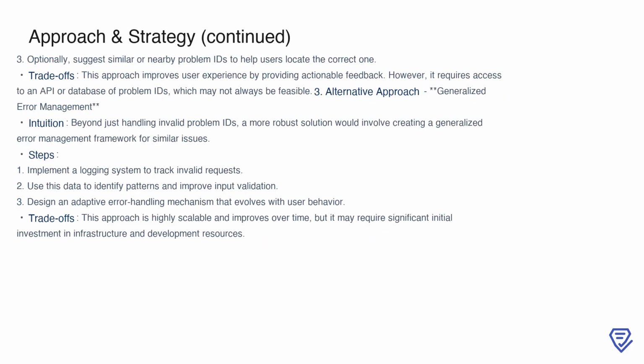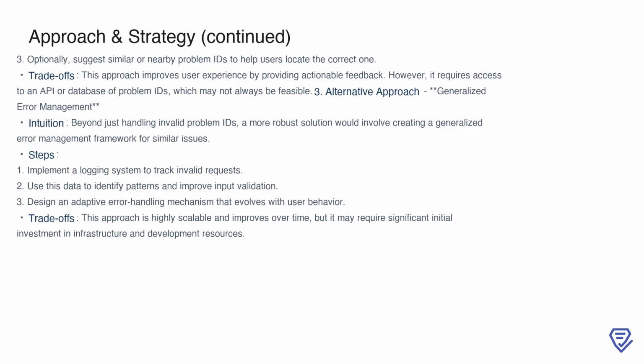Building on the fallback handling approach, we could further enhance the user experience by suggesting similar or nearby problem IDs. This would involve leveraging algorithms or database queries to find related IDs, helping users locate the correct one more easily. While this adds an extra layer of functionality, it does come with trade-offs, such as requiring robust access to an API or a database of problems, which might not always be feasible.